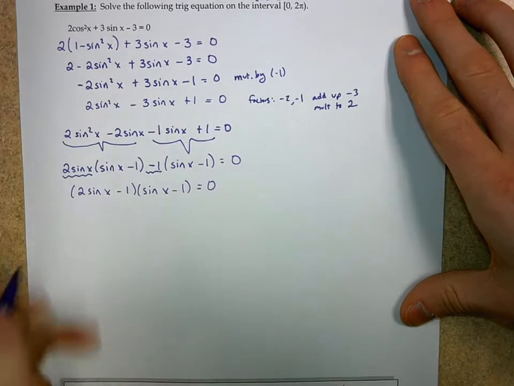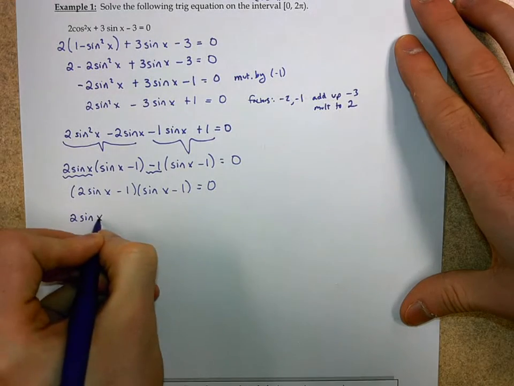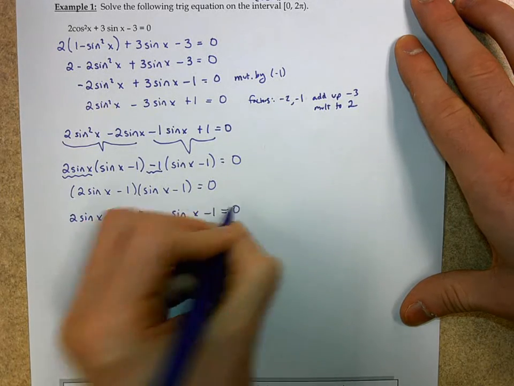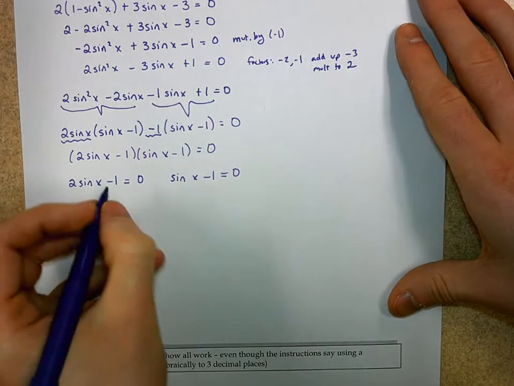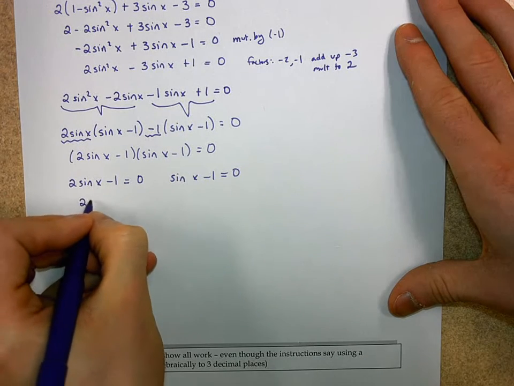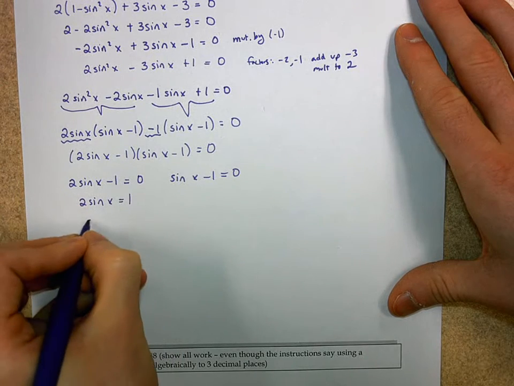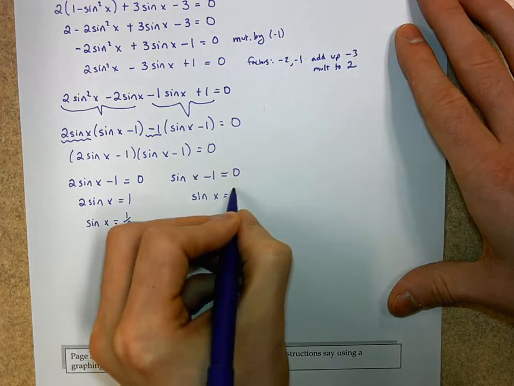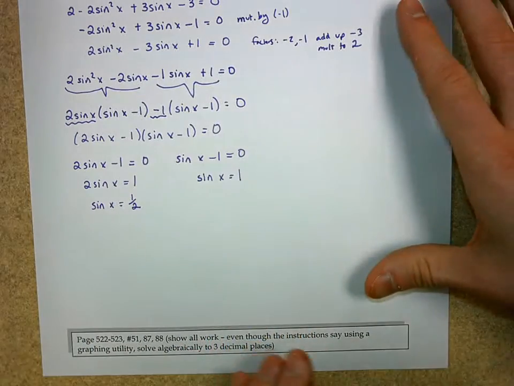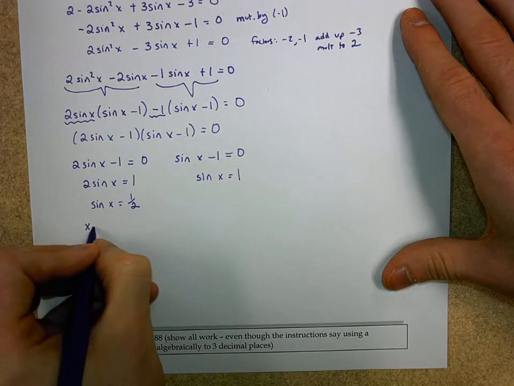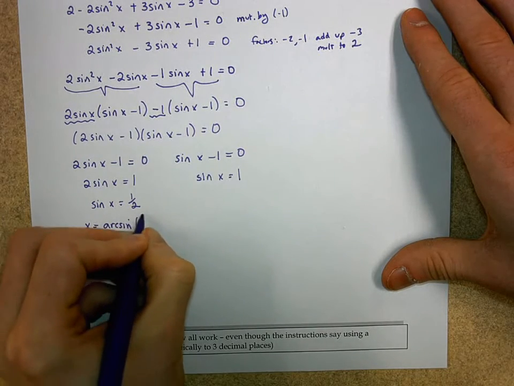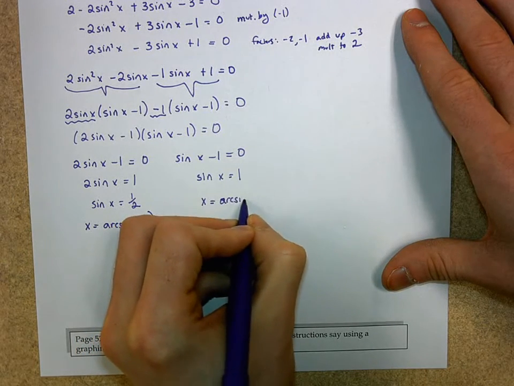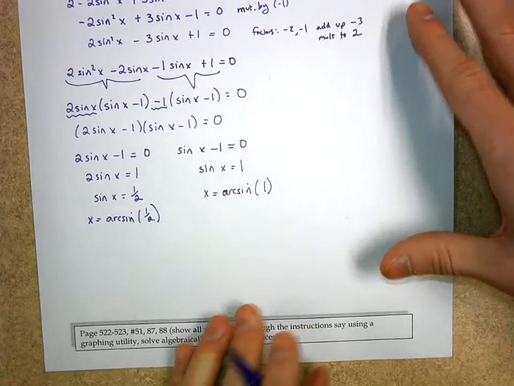And since we've got two factors being multiplied that are equal to 0, we'll set those up as two separate equations. So 2 sine of x minus 1 equals 0, and sine of x minus 1 equals 0. And we'll solve. Add 1 to both sides, and then divide by 2. And then over here we'll add 1 to both sides. And since we've got our sine equation, we'll just take arcsine to both sides. So the sine and the arcsine will cancel out.